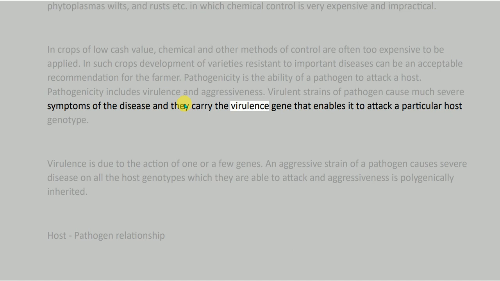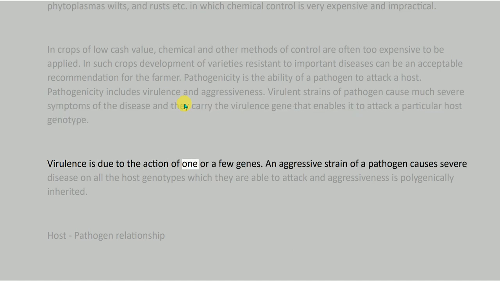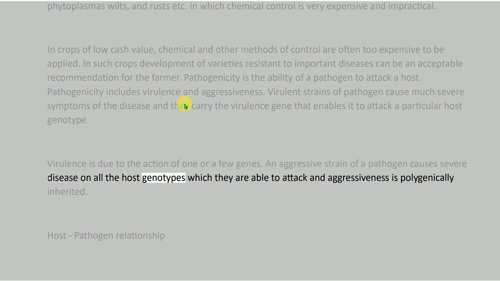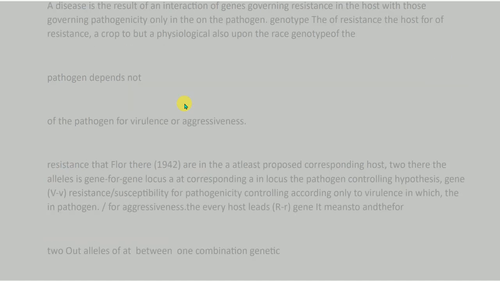Virulence is due to the action of one or a few genes. An aggressive strain of a pathogen causes severe disease on all the host genotypes which it is able to attack, and aggressiveness is polygenically inherited. Host-pathogen relationship: a disease is the result of an interaction of genes governing resistance in the host with those governing pathogenicity in the pathogen.